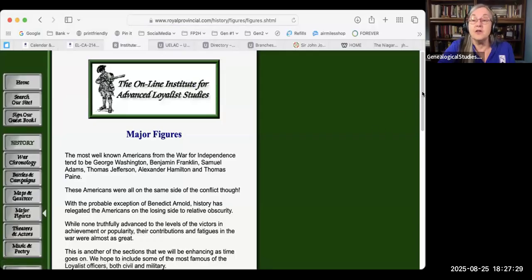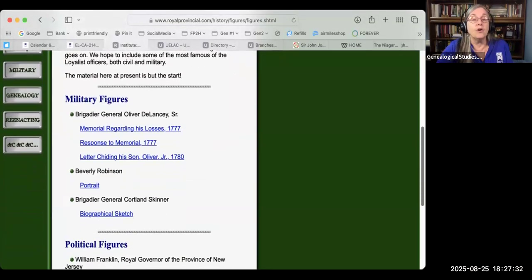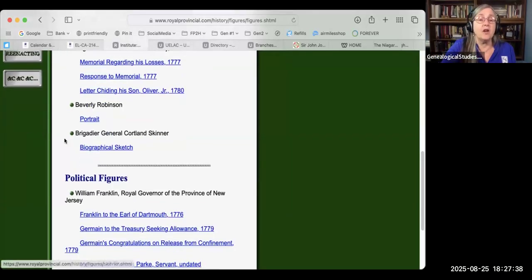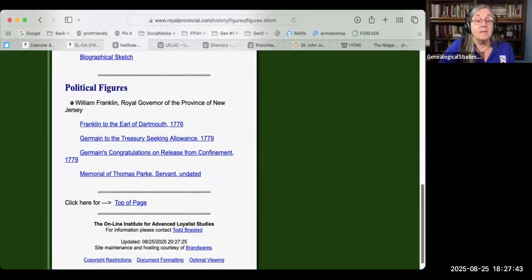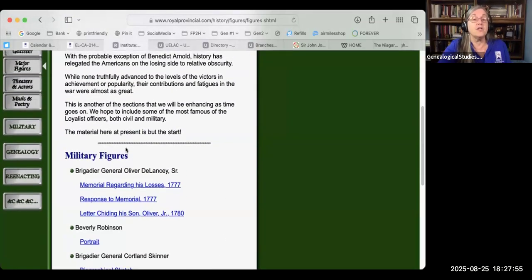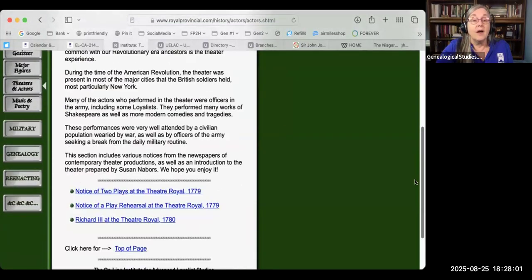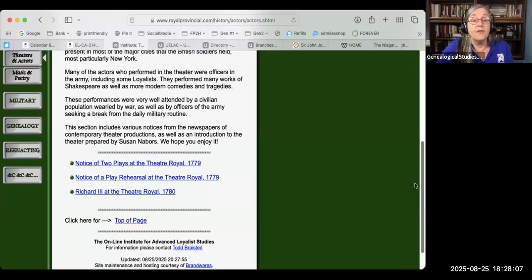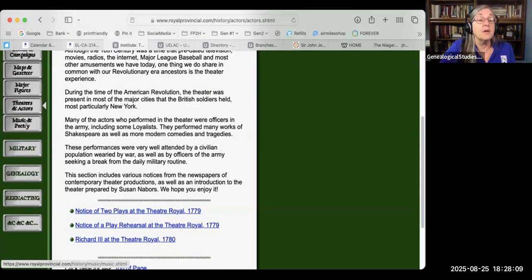This is major figures. So if you had an officer or it was under a certain person, there are some biographical sketches, there are letters from some of them. He's put in a few of these. Franklin to the Earl of Dartmouth in 1776. Key information that will help your understanding. This is theaters and actions. And then there's some of those, and music and poetry.